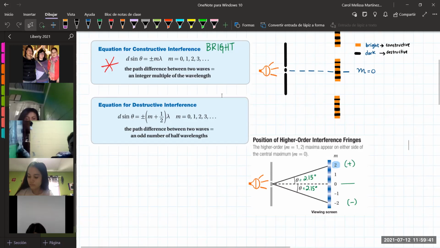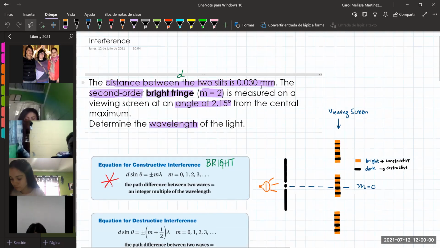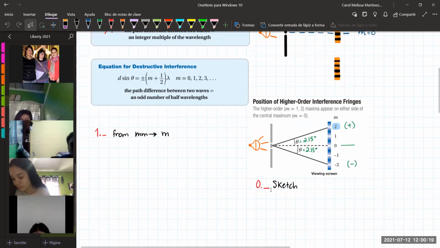So the sketch is going to be your step 0. Sketching the problem is step 0. After step 0, we go to the first step. If you read the problem, it's giving you the distance in millimeters. So the first step for this exercise will be to convert from millimeters to meters. Remember that we always work in meters.